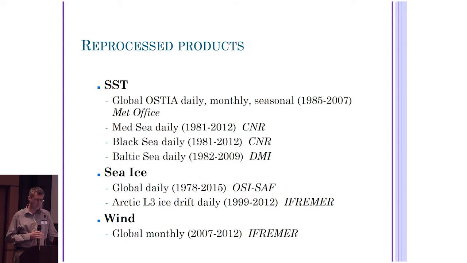For SST, we have global OSTIA daily, monthly and seasonal files. These cover 1985 to 2007. And then there's also regional reprocessed products covering the Med Sea, Black Sea and Baltic Sea. For sea ice, we have global daily data from OSISAF, plus an Arctic Level 3 ice drift daily reprocessing. And for wind, we have a monthly global data set.